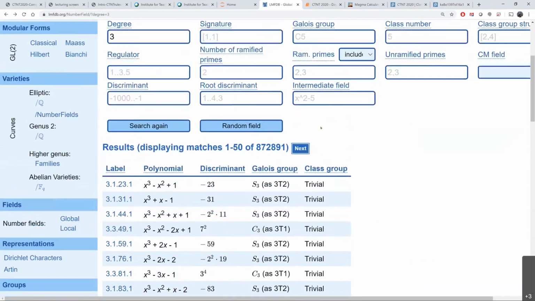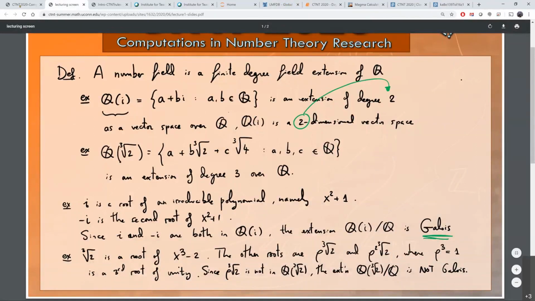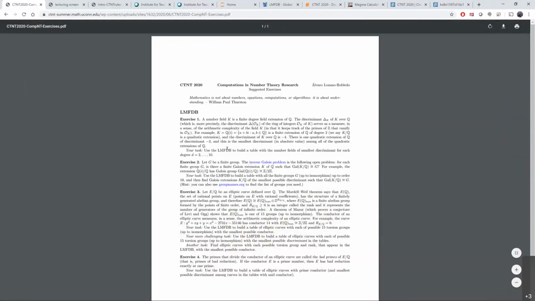And then also, which can be rephrased in terms of the root discriminant. So there are conjectures about what that can be and what those bounds are. So that is something interesting. That's why one of the questions in the homework is to start with building a table of number fields of the smallest discriminant for each degree.